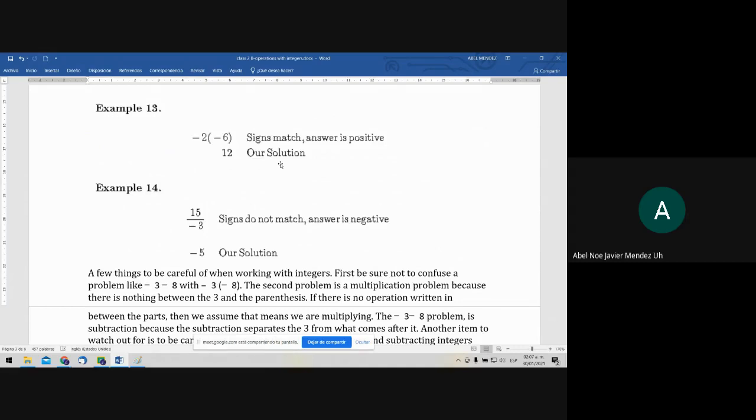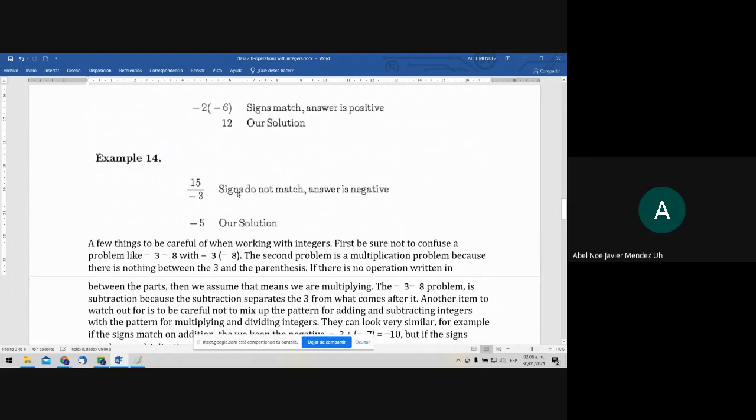Positive is the solution, but we do not include the positive sign because it's not necessary. Just when the answer is negative, we need to include the sign of the number.